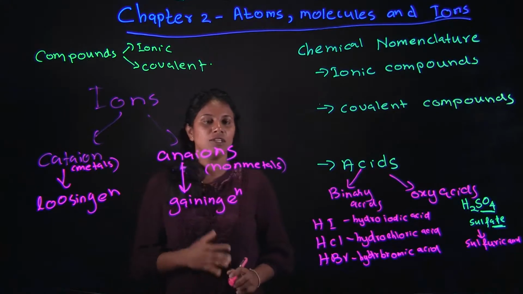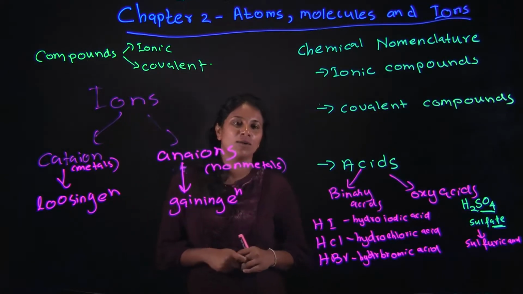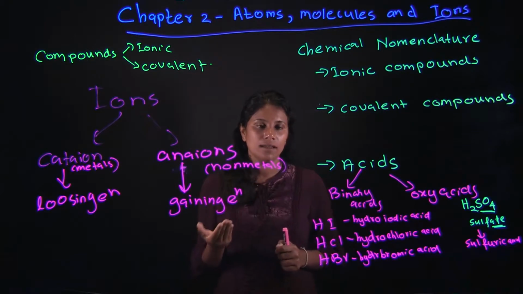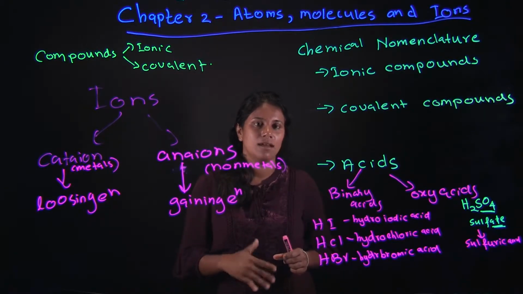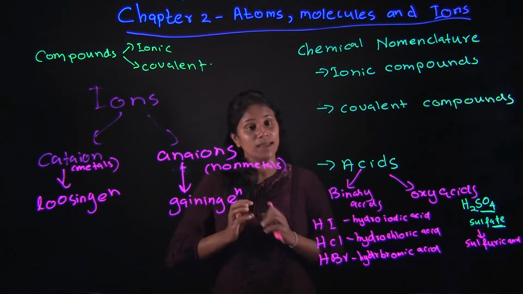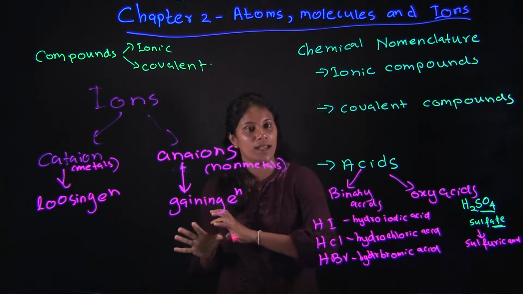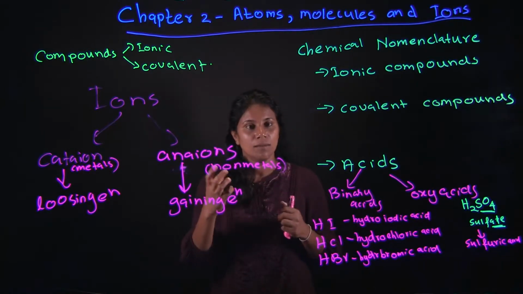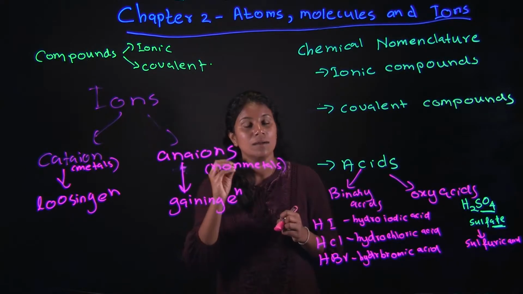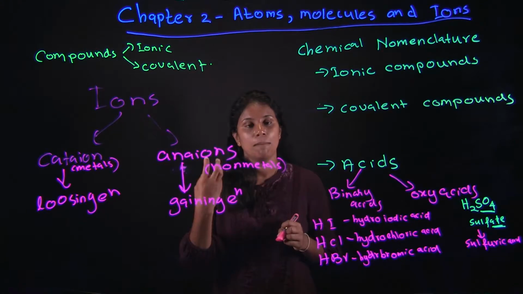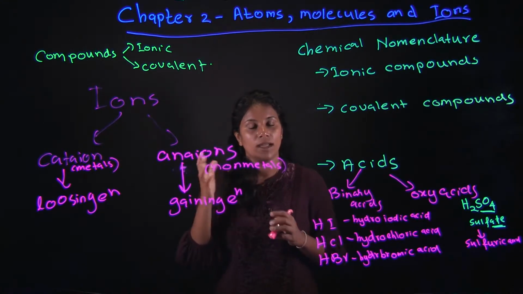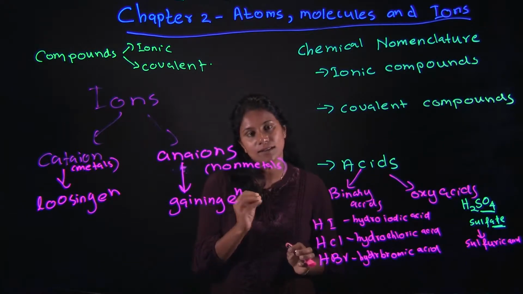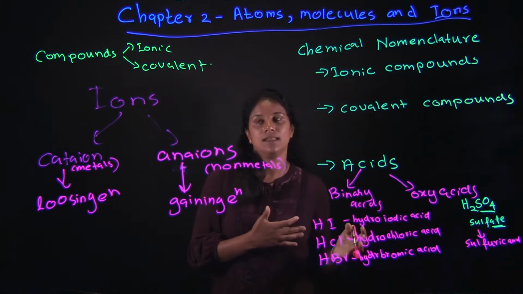Now in this chapter, you need to know some basic ideas about the types of compounds. There are two types of compounds: ionic compounds and covalent compounds. Ionic compounds are formed by complete transfer of electrons from one atom to another atom. It's like giving you a present. So ionic compounds always involve complete transfer of electrons, between a metal and a non-metal. Always in an ionic compound there is a metal and a non-metal. The metal loses electrons, and the non-metal gains electrons.